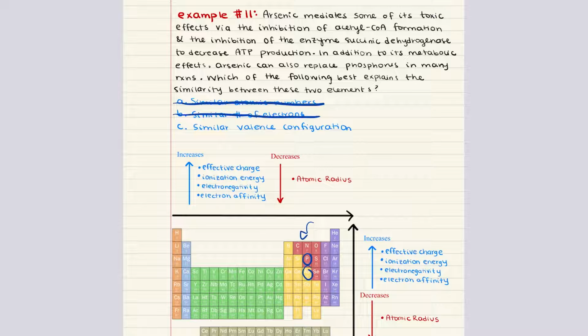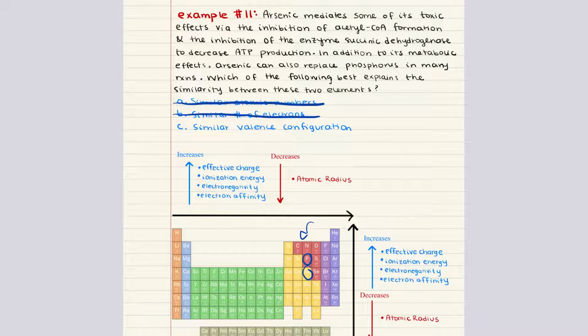Answer choice C says similar valence configuration. This is correct. Both phosphorus and arsenic have 5 valence electrons, and so they have a similar valence shell. They have the same number of valence electrons in their outer shell, and the similarity in their valence electron configuration leads to similar chemical properties, allowing arsenic to substitute for phosphorus in many biochemical reactions. They both have similar electron configurations.